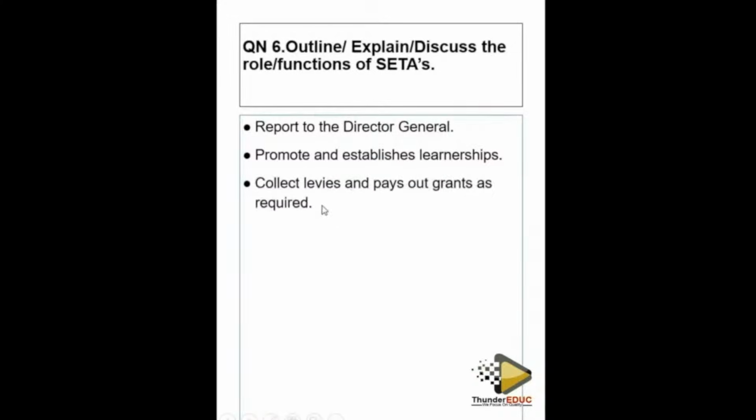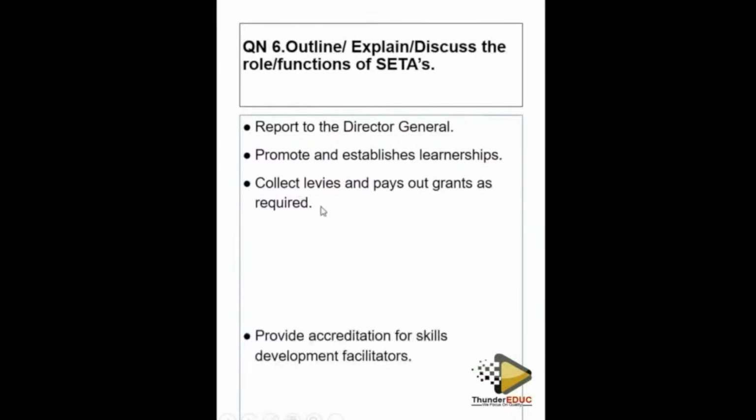So now moving on to another aspect, we are saying that SETA collects levies and pays out grants as required. The levies that we are referring to are the skills development levy, that charge of 1%. That 1% of profits, only SETA is entitled to take that money, not any other bodies.